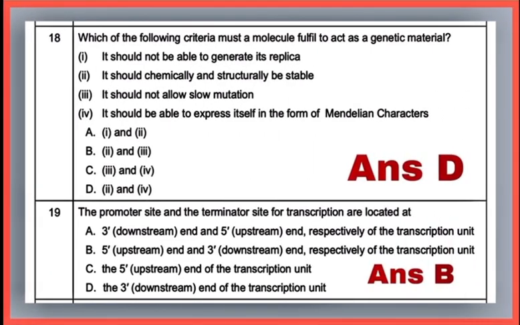Question 18. Which of the following criteria must a molecule fulfill to act as a genetic material? Option D. Statement 2: it should be chemically and structurally stable, and statement 4: it should be able to express itself in the form of Mendelian character. Question 19. The promoter site and the terminator site for transcription are located at option B: 5' upstream end and 3' downstream end respectively of the transcription unit.